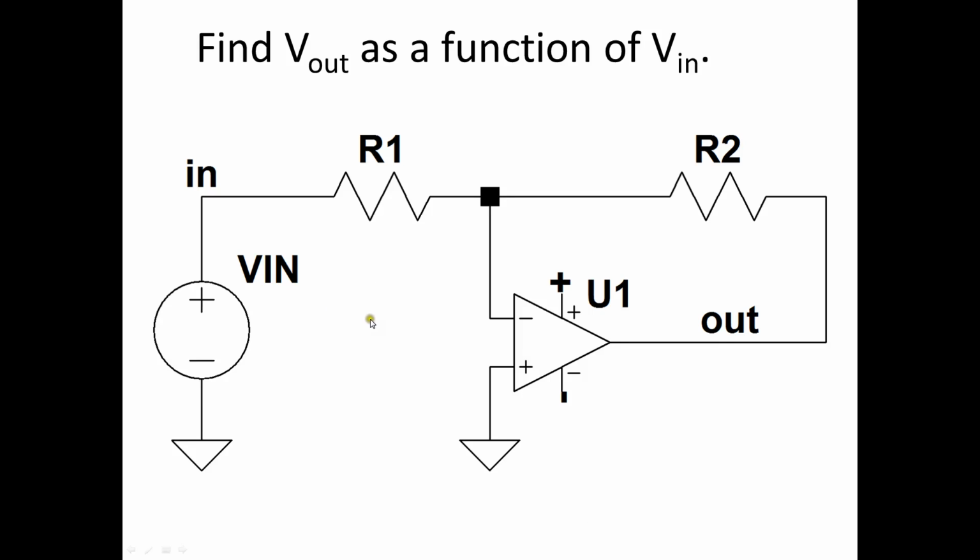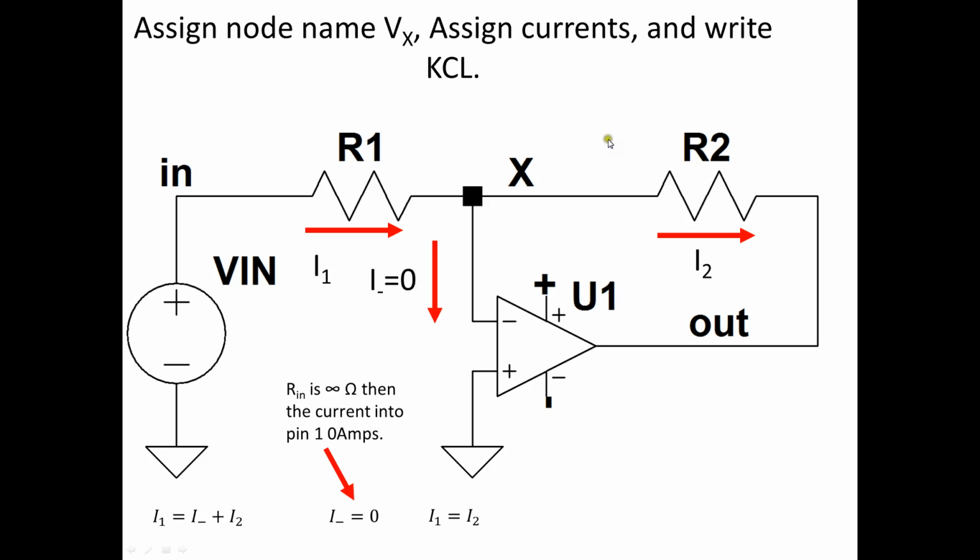So here's the inverting op-amp, and let's find Vout as a function of Vin. Turns out there's one node that we don't know, and that is Vx. We'll assign the currents and write KCL. We have I1 going from the input voltage down to Vx, and I2 going from X to out. We do have I negative that I've labeled here, but because Rin is infinite, no current can flow. So really, the original KCL is I1 equals I negative plus I2. But because I negative equals 0, I1 equals I2. The fact that I1 equals I2 is a direct result of this being an ideal op-amp.